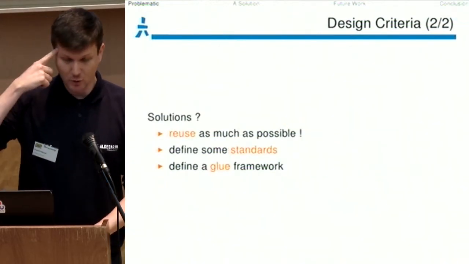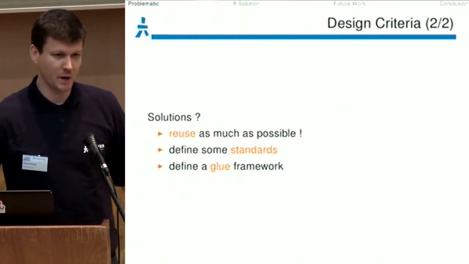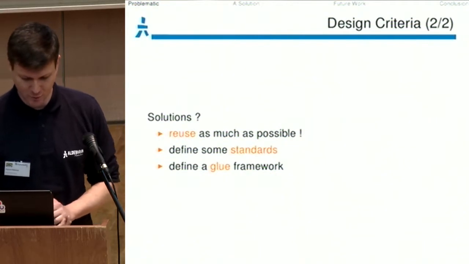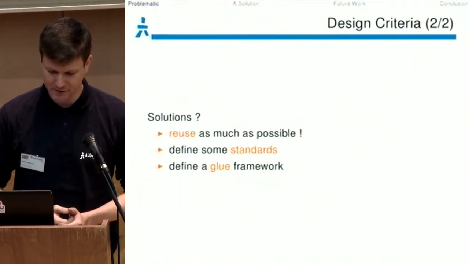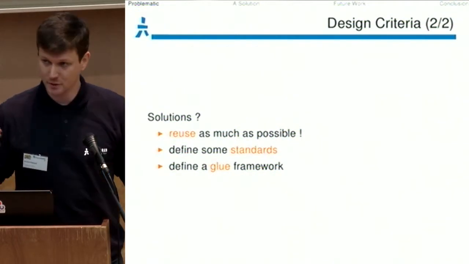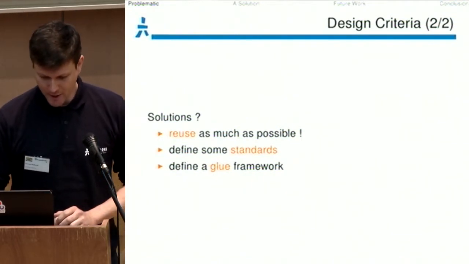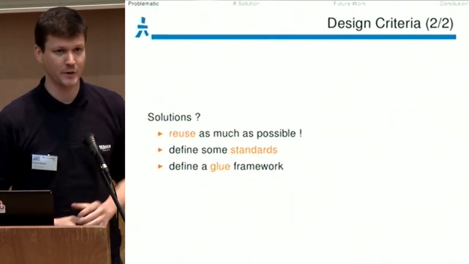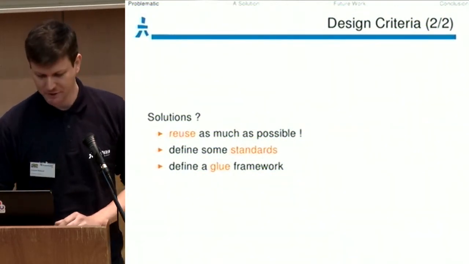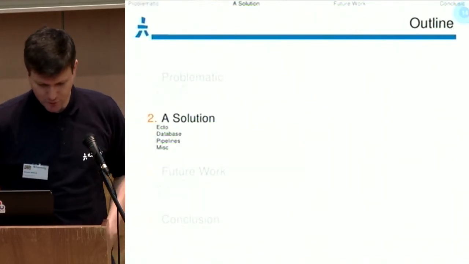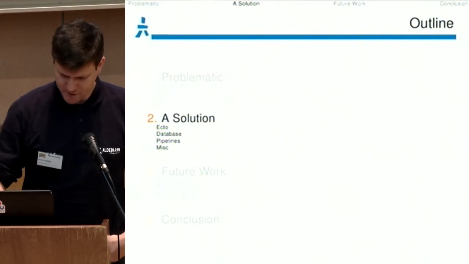So what did we do for that? Well, we reused as much as possible. I talked about databases and so on. There are great frameworks out there. So let's use them as much as we can. And same for the object recognition techniques. So what we did is define a few standards here and there to make sure that things can communicate with each other. And also a big thing that was done was this glue framework to make everything coherent. So now let's look at the solution that we propose here. And let's start with the glue.